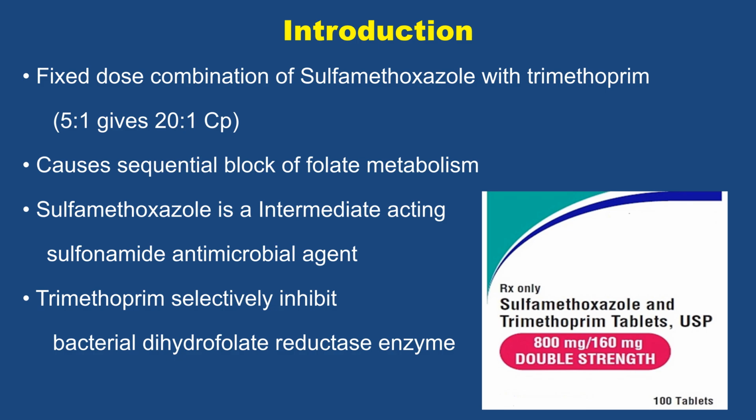Trimethoprim is rapidly absorbed, but it has a large volume of distribution and thus concentrates in many tissues. So the plasma concentration obtained is lower as compared to sulfamethoxazole. Plasma protein binding is 40% for trimethoprim and 65% for sulfamethoxazole.